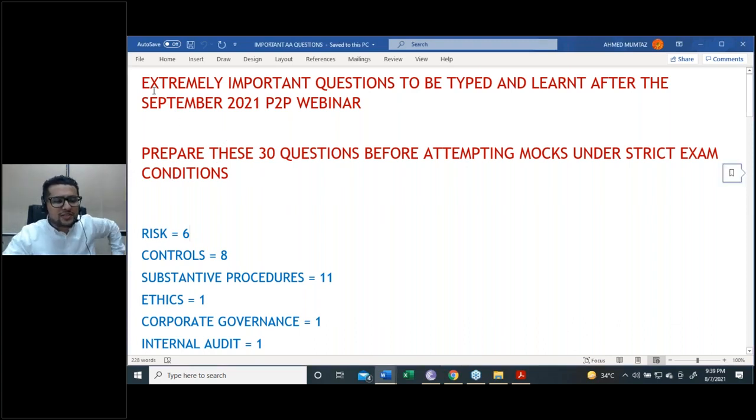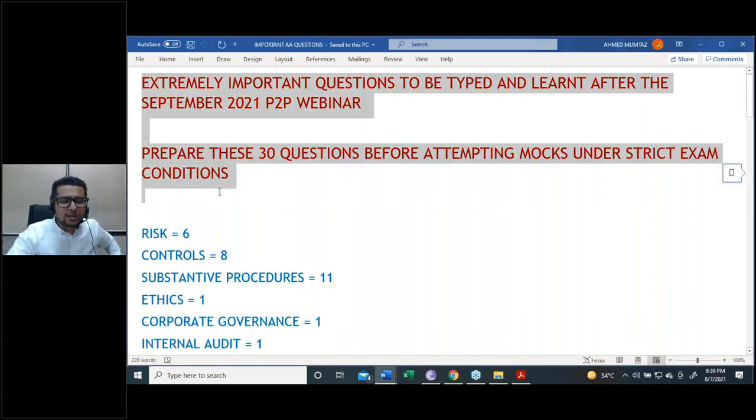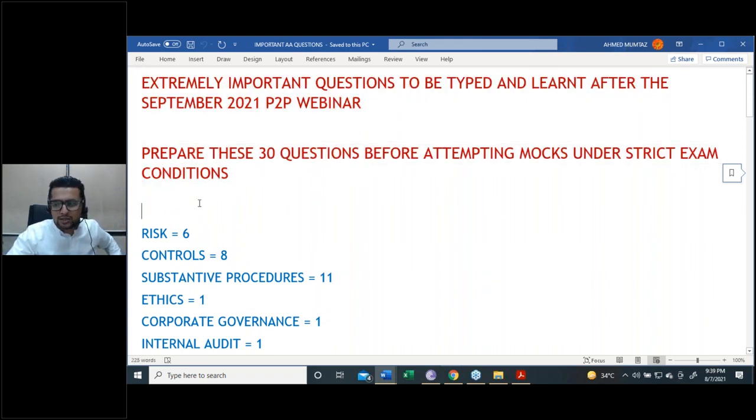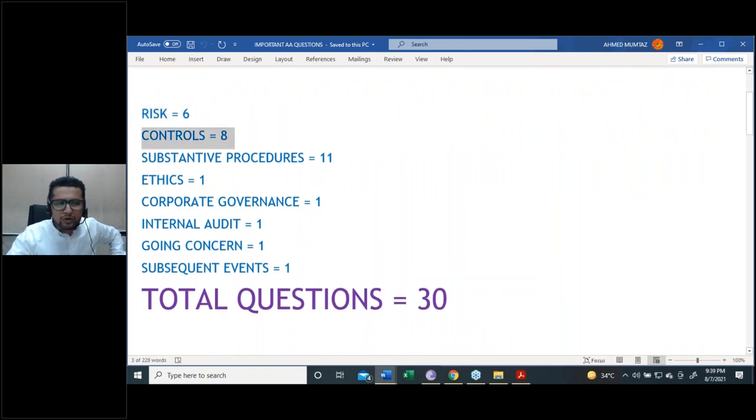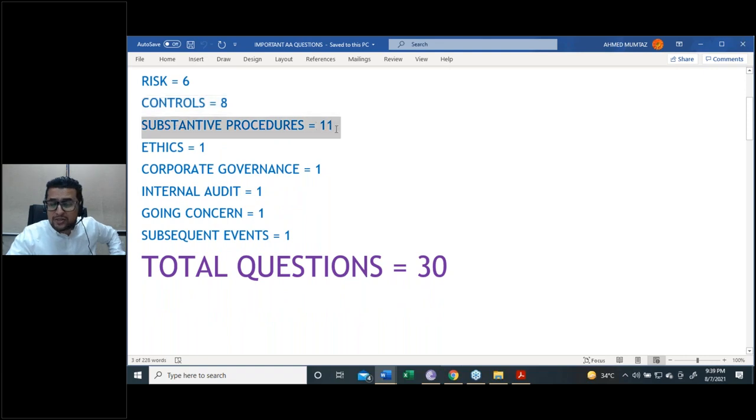Okay, now this last file. These are the 30 questions which can do wonders for you. Of these 30 questions, 6 are relevant to risk, 8 relevant to controls, and 11 relevant to substantive procedures. I wish I could add a couple more into substantive procedures. There were 1 or 2 more, but I had to erase them.